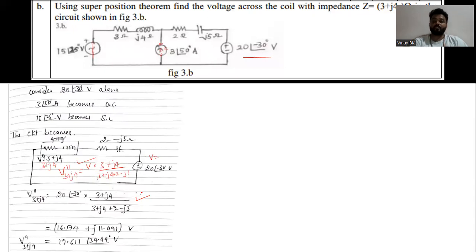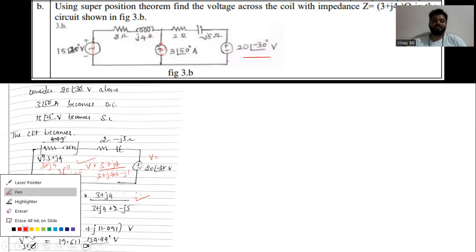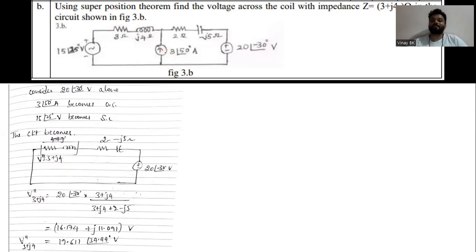So you can write the values of voltages and currents in polar form, but anything is fine. But at the end, the total voltage you should write in polar form. So now the second case is over. Next, 15 at an angle of 25 degree volts considered gives us V dash of 3 plus J4. After that, considering 20 at an angle of minus 30 degree, you get V double dash of 3 plus J4. So now you need to consider the current source, that is 3 at an angle of 50 degree.